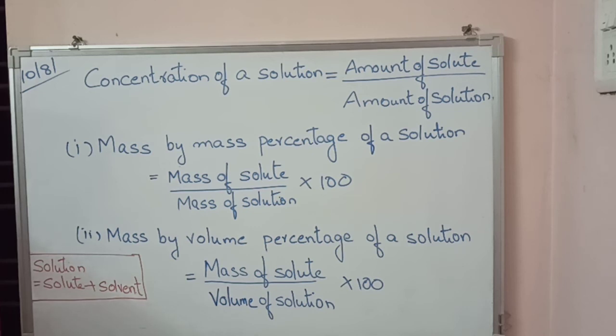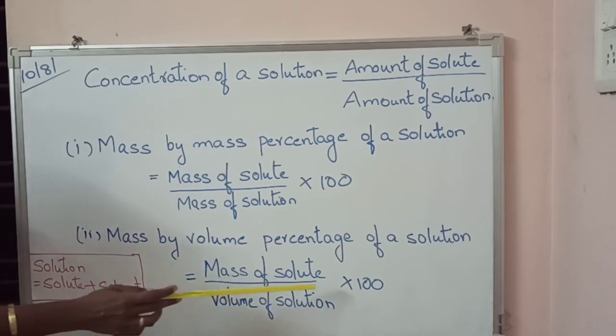The second way of expressing the concentration of a solution is mass by volume percentage. This equation is similar to the first one. The only difference is mass of solute by volume of solution, that means 200 ml or 500 ml. The solution is expressed in terms of its volume in liters or milliliters. So mass by volume percentage is equal to mass of solute by volume of solution into 100. Here also we multiply by 100.